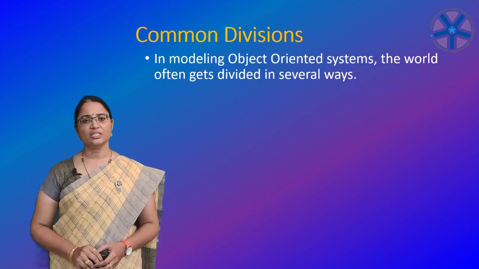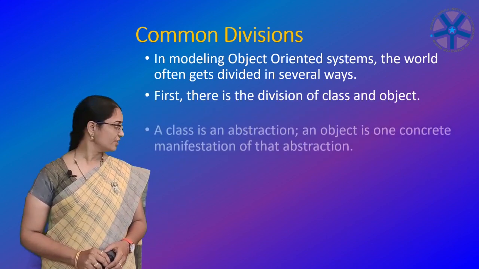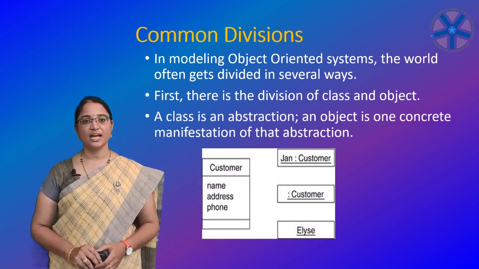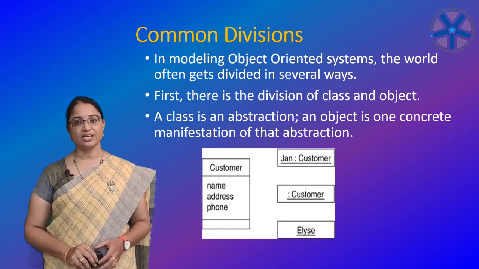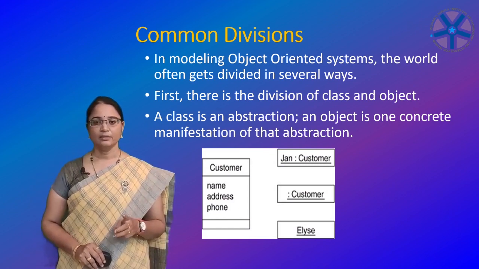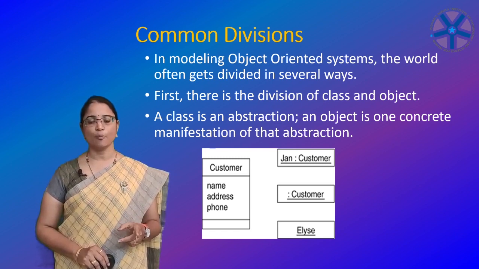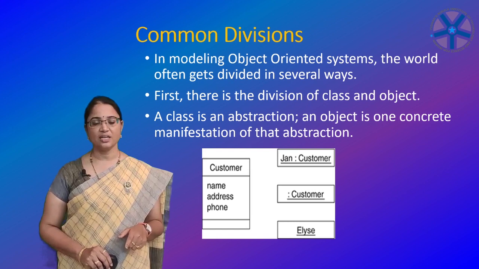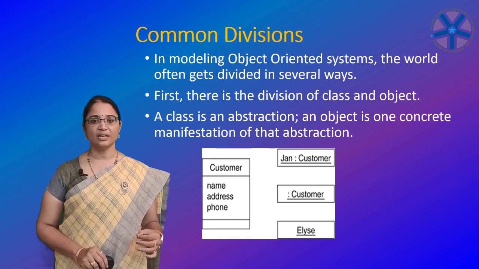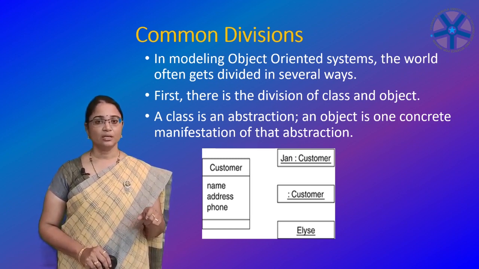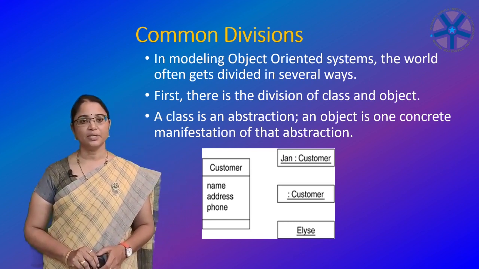And coming to the next one, that is common divisions. In modeling object-oriented systems, the world often gets divided in several ways. If you see the figure here, first there is a division of class and object. Graphically, the class is represented as a rectangle with three compartments. The first one indicates the name of the class, the second one records the attributes of a class, and the third one is the operations. And one more optional compartment is used to represent the responsibilities of a class. The object is nothing but a rectangle, and the name of the object is represented by underlining the name.